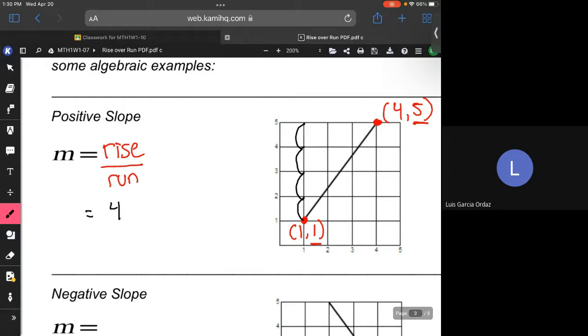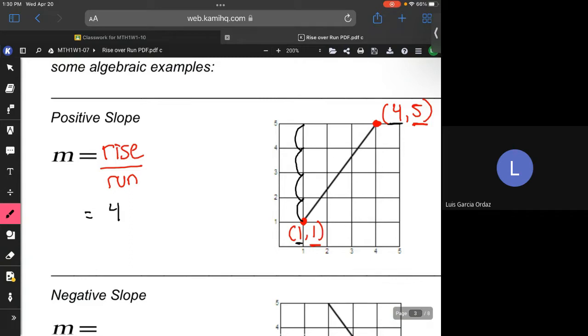My first x value is 1, and my second x value is 4. So how much to the right do I have to go to get to 4? 3. 1, 2, 3. So what's the slope of my line then? 4 over 3. So it's easy as it gets.